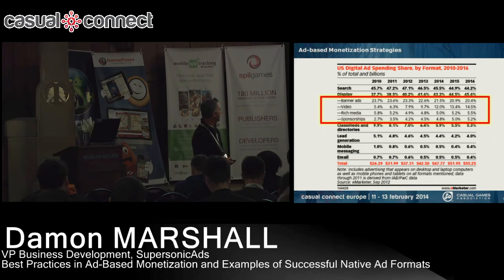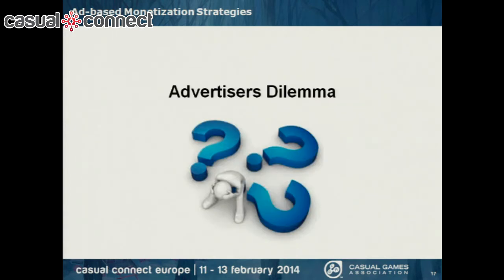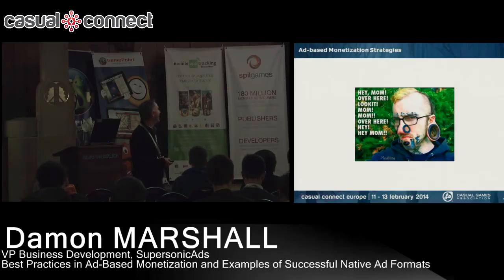Here's one more graphic for you. So if you see up there, banner ads is the top, the leading percentage of display ads that publishers are buying, or advertisers are buying right now. So it's a dilemma for these advertisers, these agencies. They have the money they want to spend in scale, but they want something new. So what's an advertiser to do?